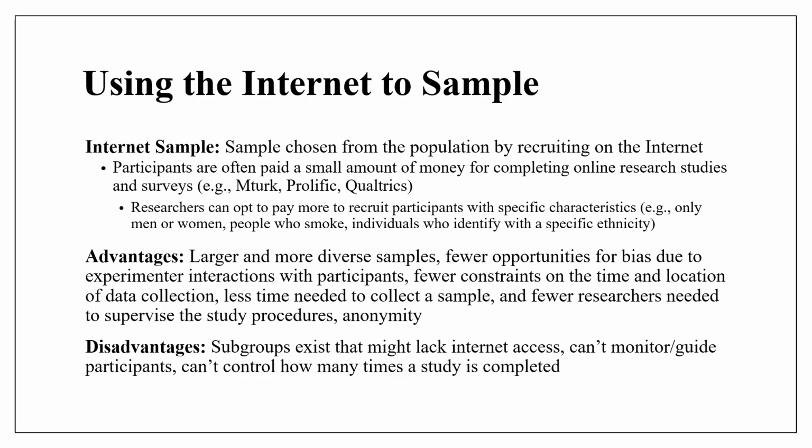Now, researchers can opt to pay more to recruit participants with specific characteristics. So again, if your research question is asking for people who smoke, then you can pay a little bit more to these platforms to find people that smoke. Through these platforms, you're saving a lot of effort because they're doing the work for you in identifying the people that have the specific characteristics that you want your population to have, but again, it's going to cost you money.